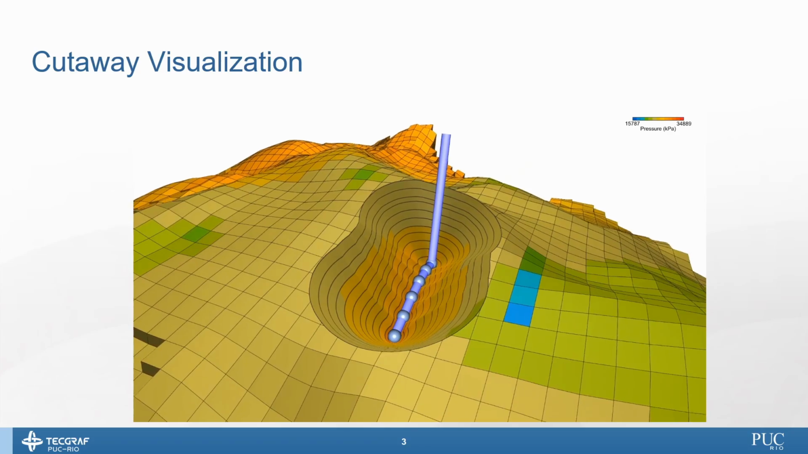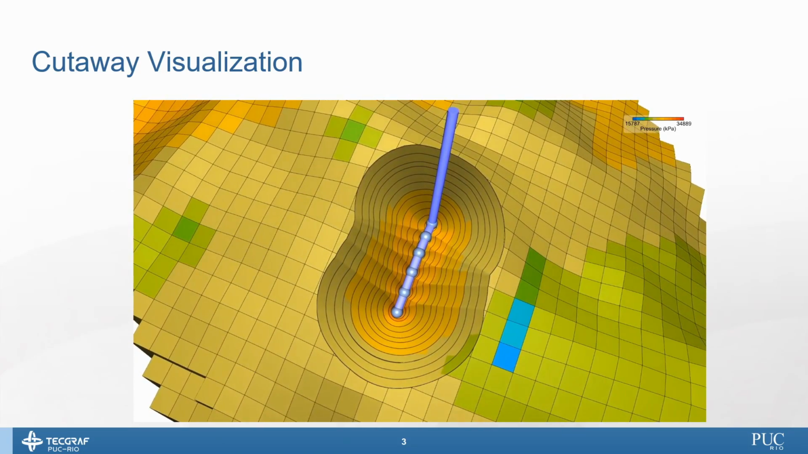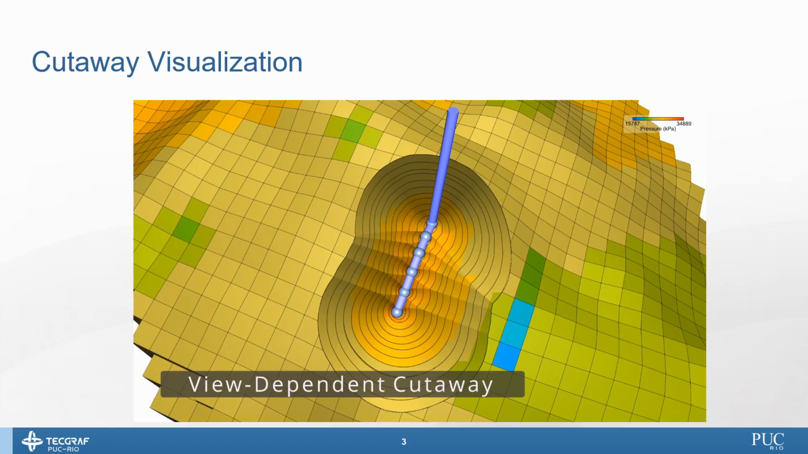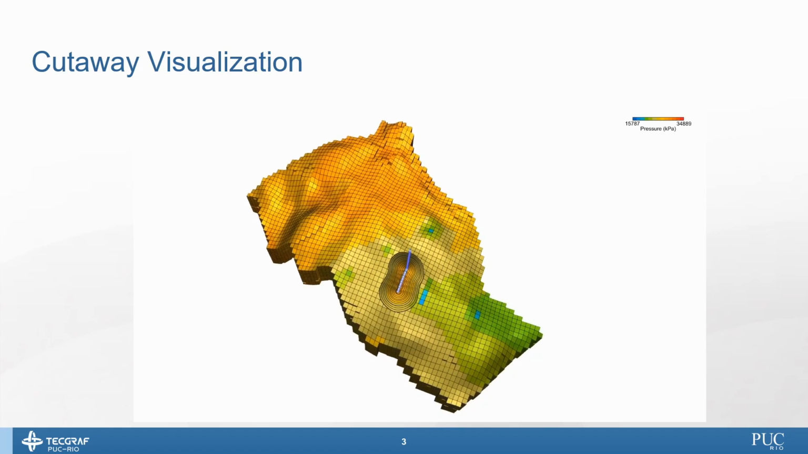In both modes, we can enable the wireframe for the reservoir external faces and for the cutting surface geological layers. In the view-dependent mode, we can change the selected wells to apply the cutaway.